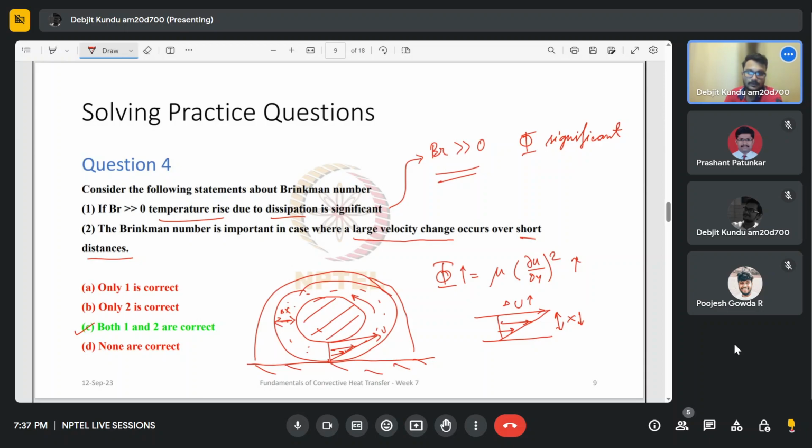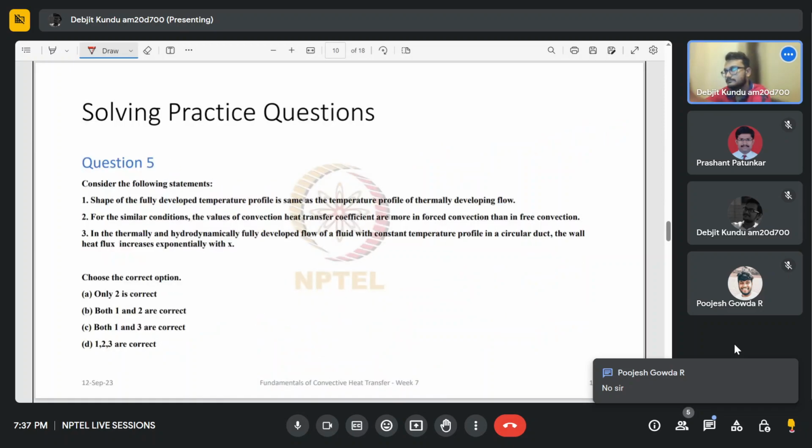Okay. Any questions? All right. So if there are no questions, we will keep moving. We will move on to question number 5 of today's session. Here also three statements are given, and some of them are correct, some of them are not. You have to pick out the correct combination from the options given below. So read the statements carefully first.